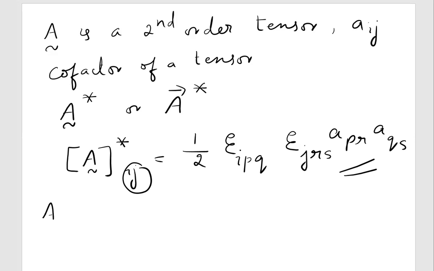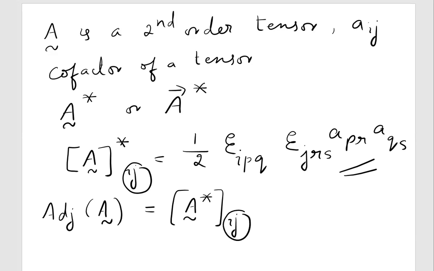Now we can define what is adjoint. Adjoint of A is nothing but take A star, then interchange rows and columns. So here we have to interchange rows and columns. So take A star, so ji. If ij is the cofactor, then adjoint of A is interchange the rows and columns. That is the transpose of the cofactor tensor.